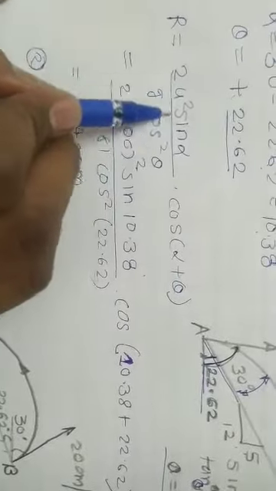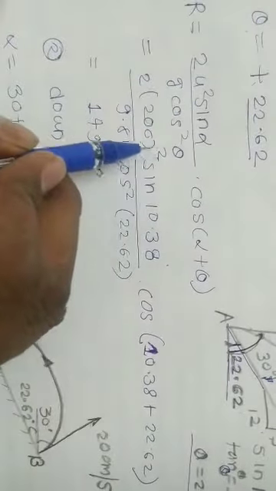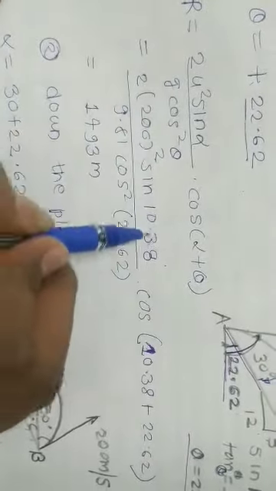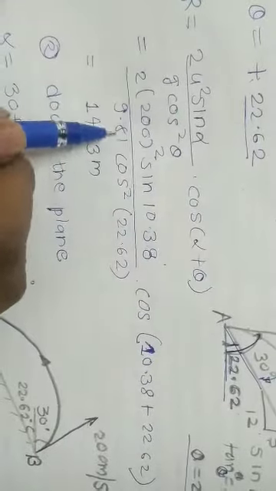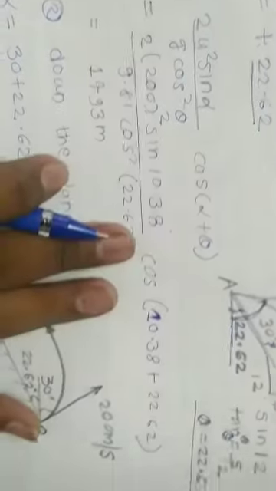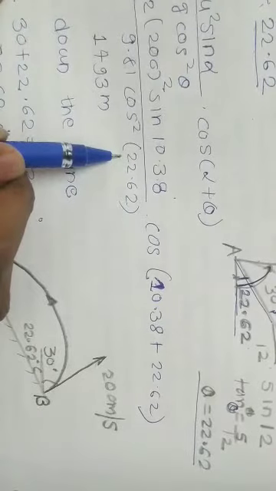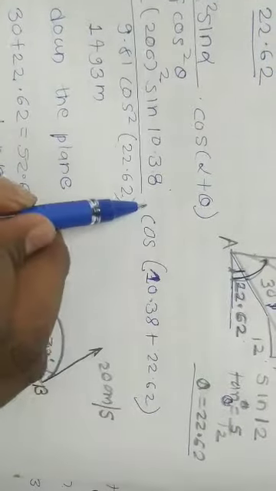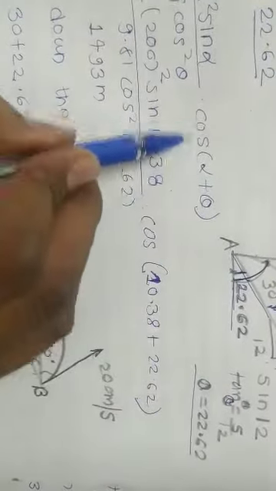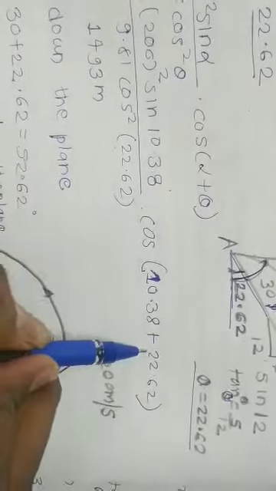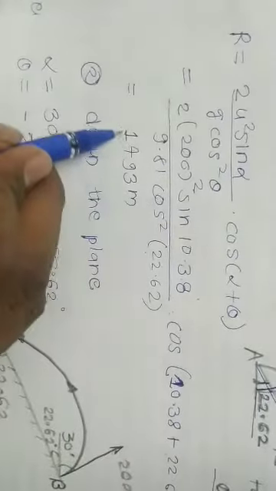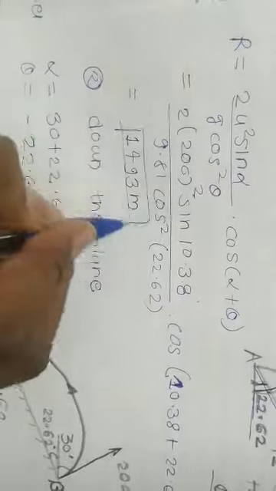Now using our formula, we'll put the values. So alpha is 10.38, velocity is this, g is not given, so take 9.81. The angle of plane is 22.62, then cos of alpha plus theta. So alpha is 10.38 and theta is 22.62. We'll get a range equal to 1493 meter.